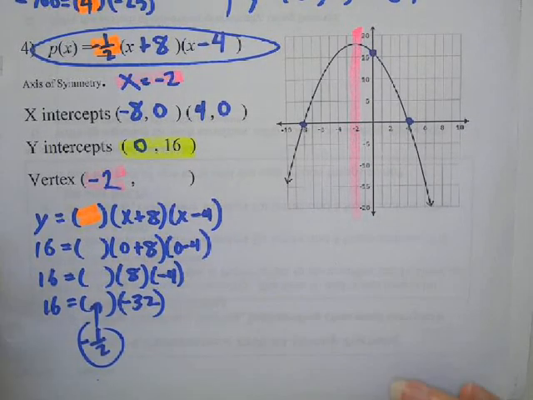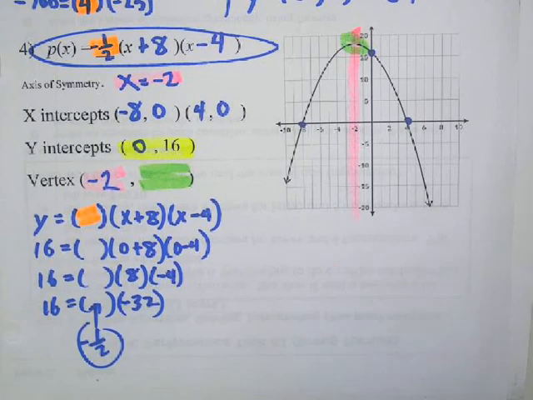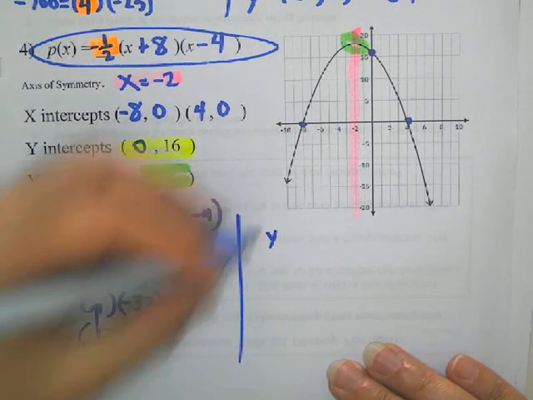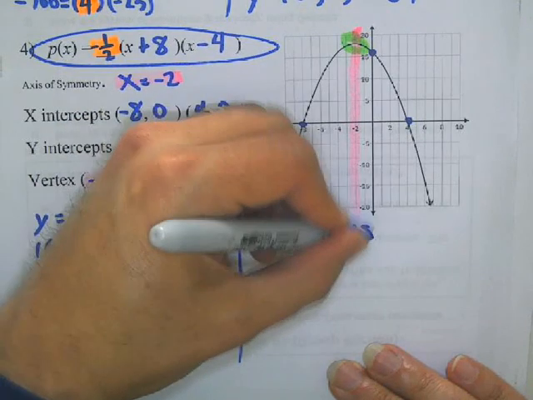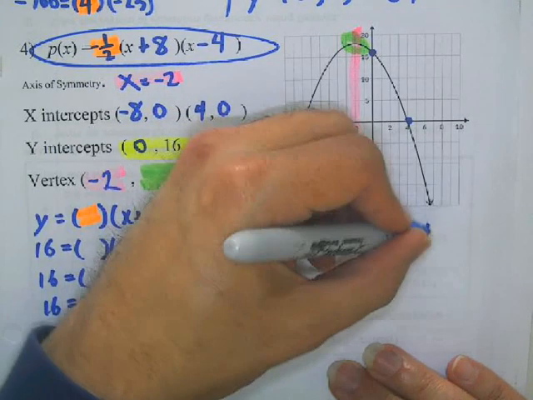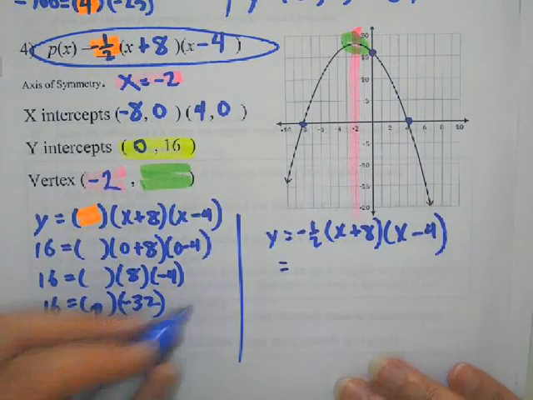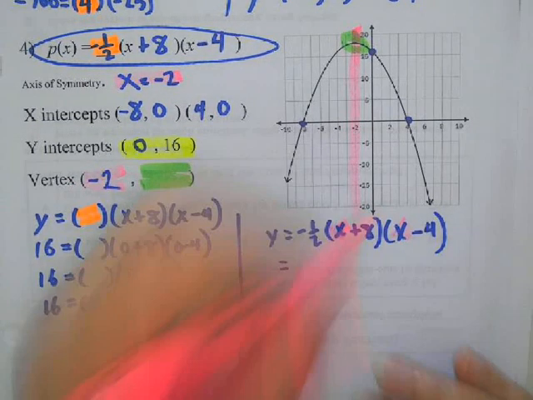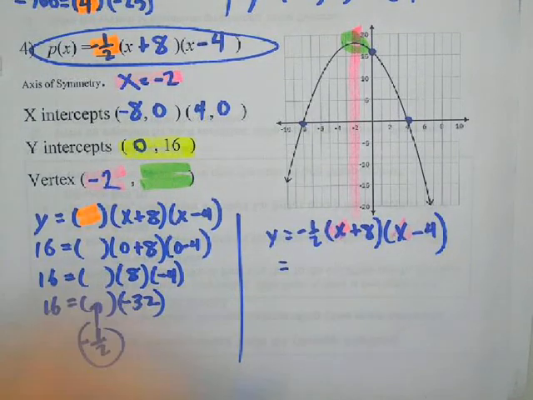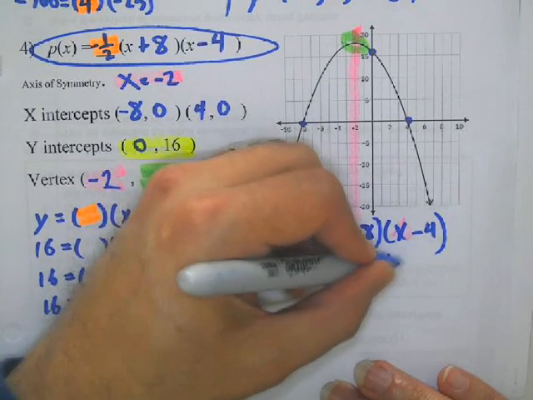So now let's find the y value of our vertex. So my equation now we know is y equals negative 1/2 times x plus 8 times x minus 4. So we're going to replace x with negative 2. So negative 1/2, negative 2 plus 8, and negative 2 minus 4.